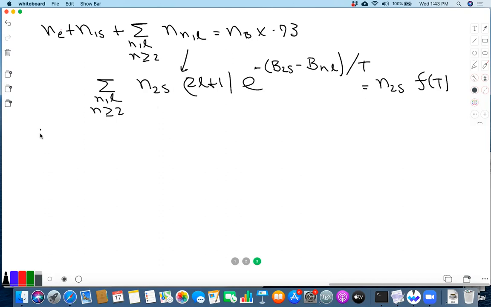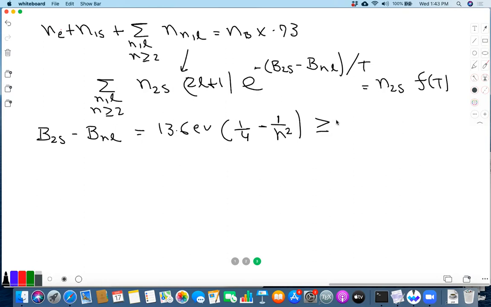Now note that this number B2S minus BNL is roughly 13.6 electron volt times 1/4, okay, because 2s has 1/4 the energy. The binding energy for 2s state is 1/4 that of the ground state, minus 1 over n square. So this can be bounded, okay, because n equal to 3 is the lowest one. So this is bounded by 13.6 times, let's say this is 6, n equal to 3 means 9, so 5 over 36.